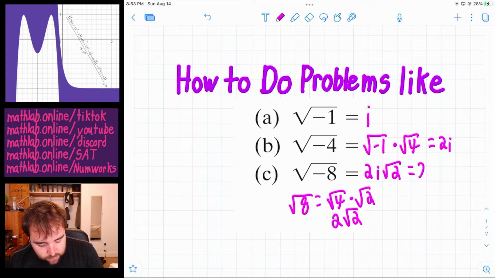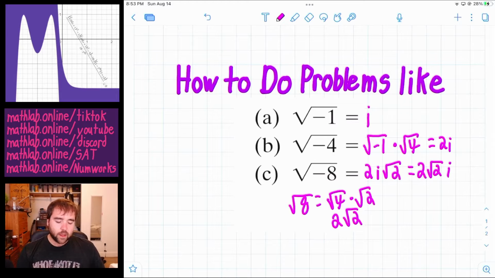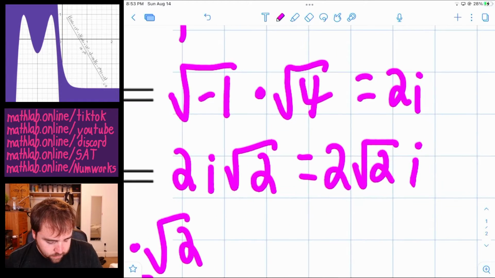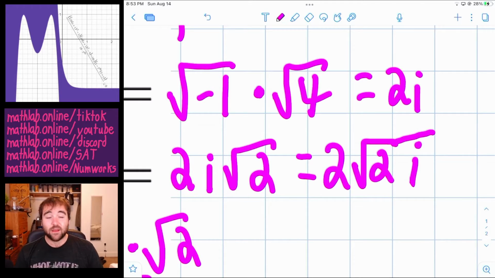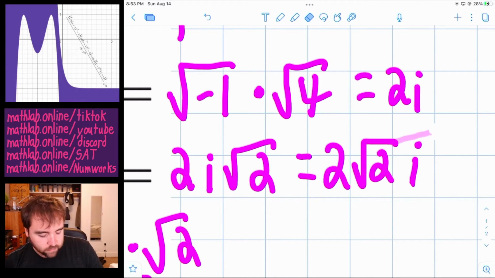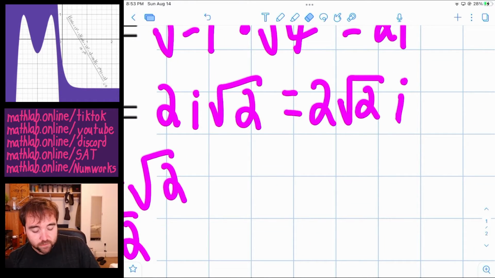And I suppose some people might even say it's better to write the i at the end. But I don't think that's so good because you might get sloppy and accidentally write that. And if you write it like that, that's not correct. You do not want the i inside of the square root. The i is outside of the square root. Because the whole point is that kind of gets rid of the square root.